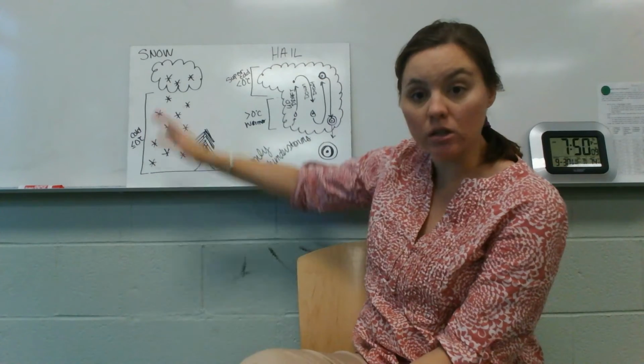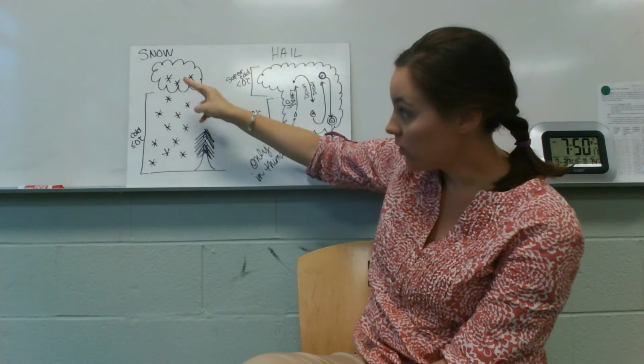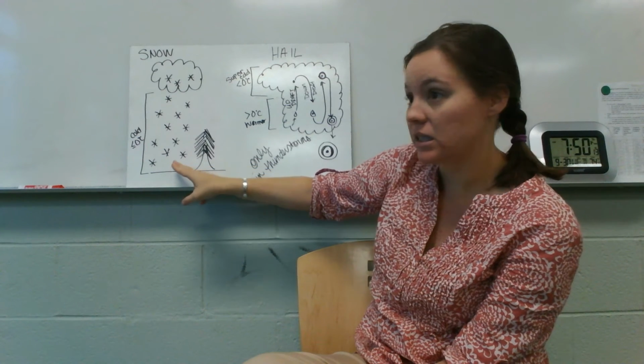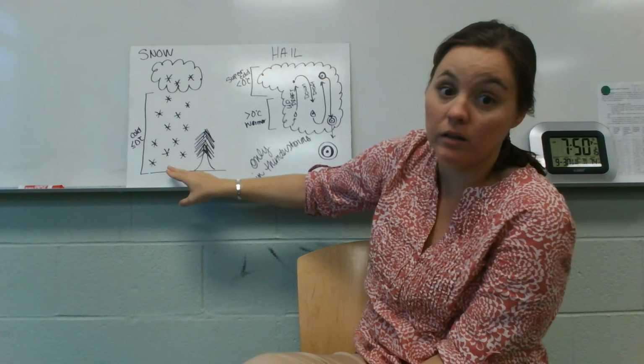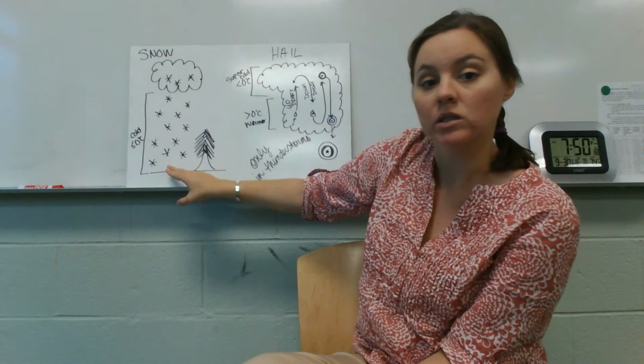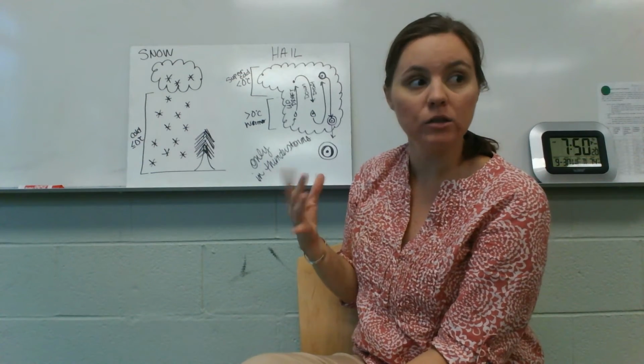And then we have snow, which is the most simple of them. So snow starts as little ice crystals in the cloud, falls through a really cold atmosphere that's less than 0 degrees Celsius, and those ice crystals remain little ice crystals, and keep the nice snowflake form.